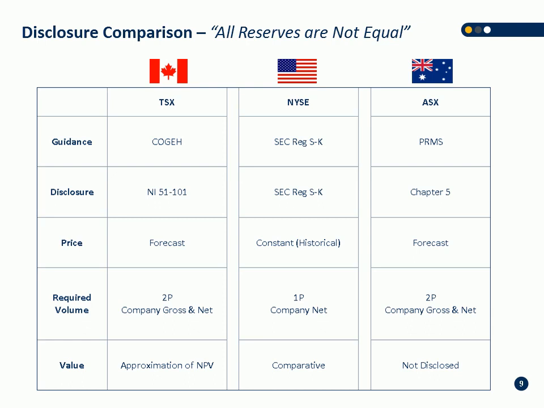Make up the guidance and disclosure. The price is constant based on the first trading day of the previous 12 months. They only require approved reserves to be disclosed. You're not allowed to disclose resources. And the intention is for comparative purposes.